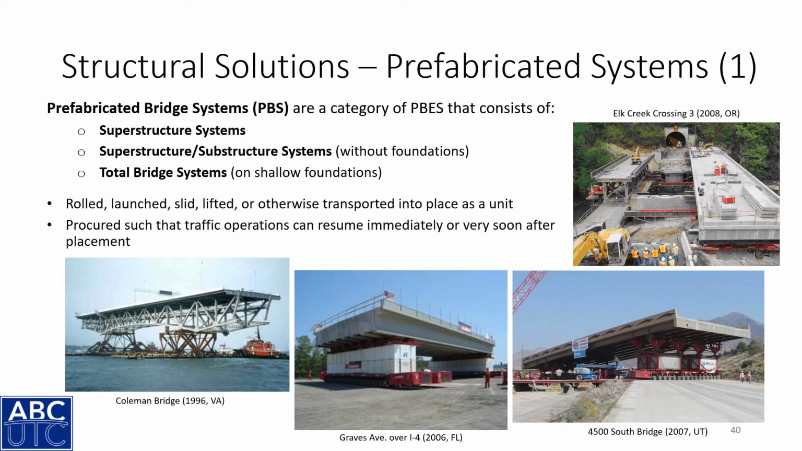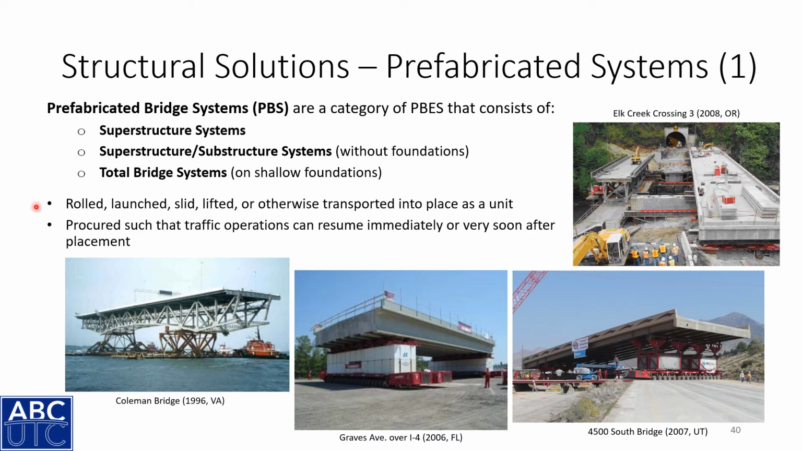Our next subcategory of structural solutions is prefabricated systems. Prefabricated systems include the structural components and the entire deck. These can be the superstructure system only, so like I said, that would be the whole superstructure, beams and deck. They can include the superstructure and substructure system without the foundation, or also a total bridge system, which would be placed on shallow foundations.